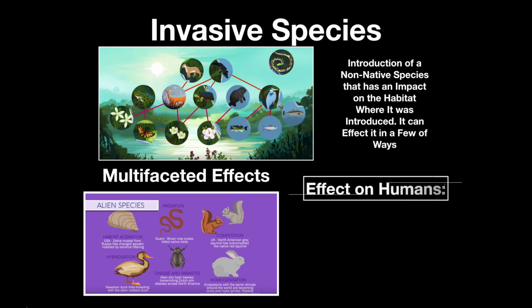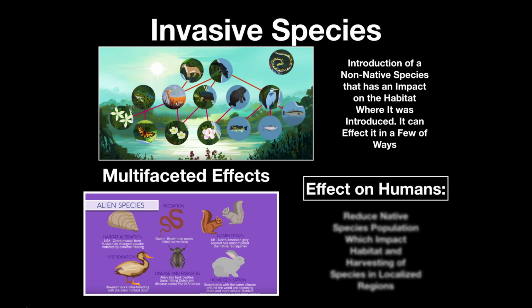Now, this is also going to have an effect on humans. Well, if we reduce native species within a population, it's going to have an impact on harvesting those local species if we use them for food or some sort of product. And it's also going to have an effect on the habitat of those localized regions where we live.